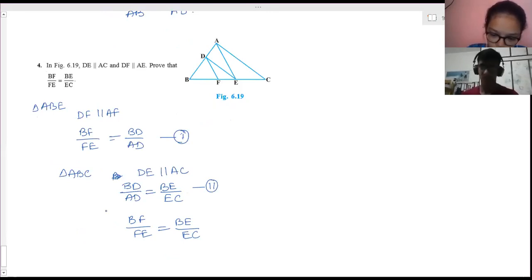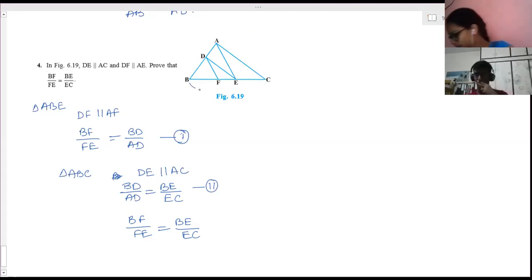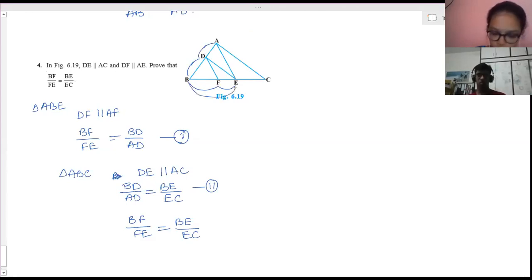So always one mistake done by student. Generally here they will take BF by FE. So it should start from B only. BD by AD it should come. And then BE by EC. So it is also started from B. So the other side also you have to start from B. BD by BA. Don't make it as AD by DB is equal to BE by EC. Not accepted. You cannot use that.